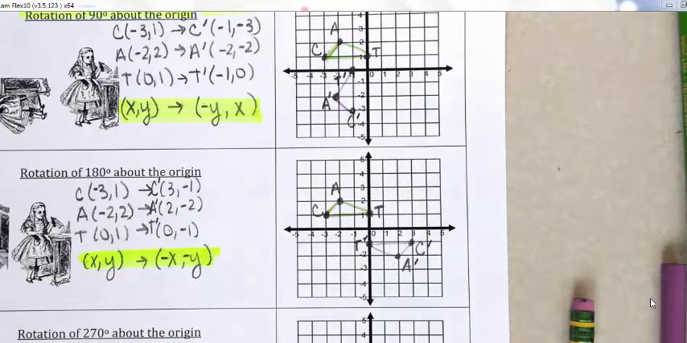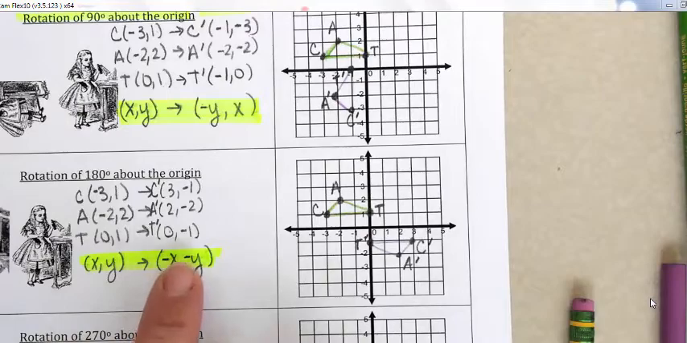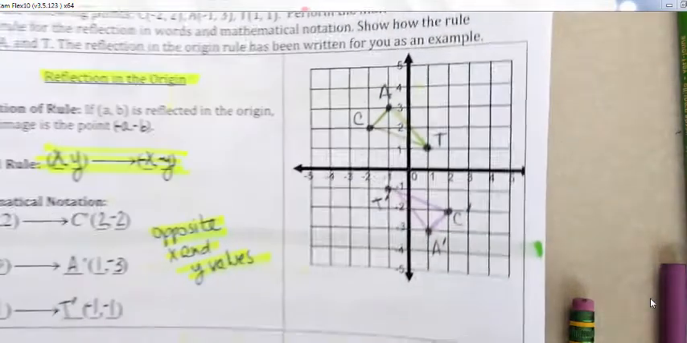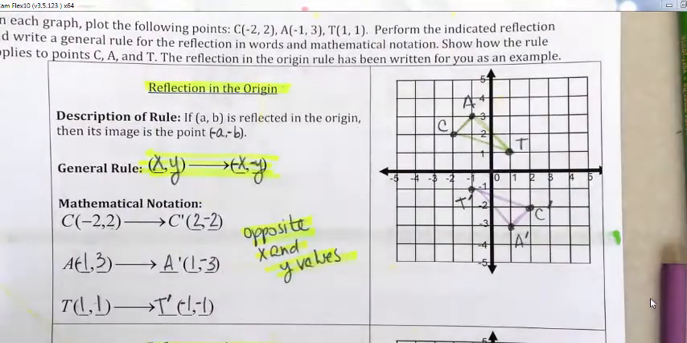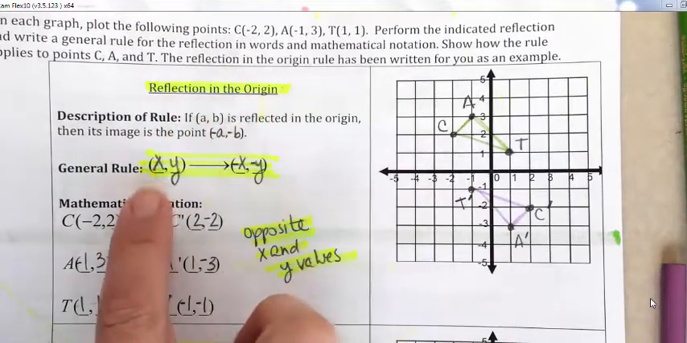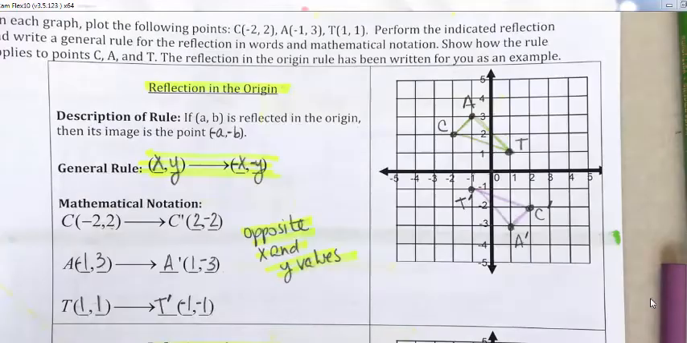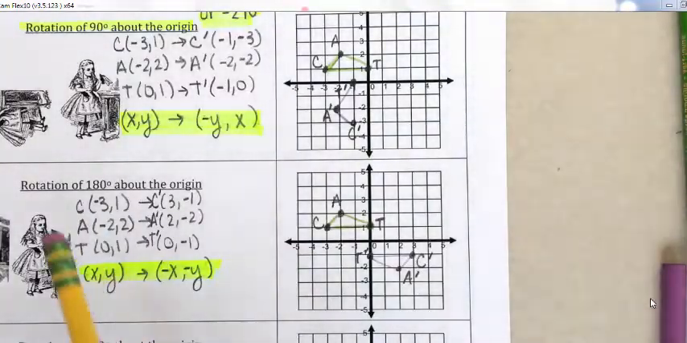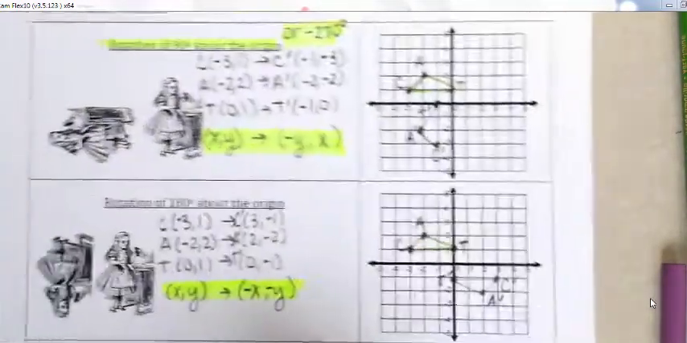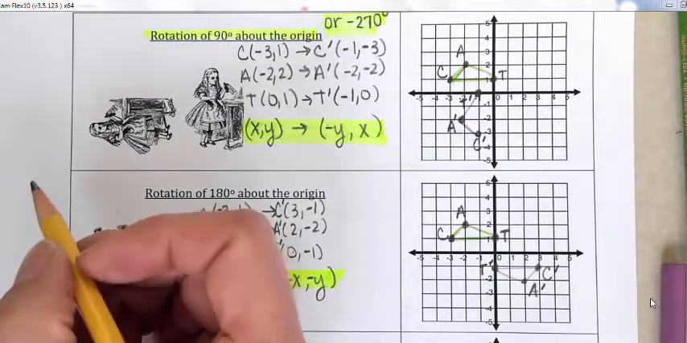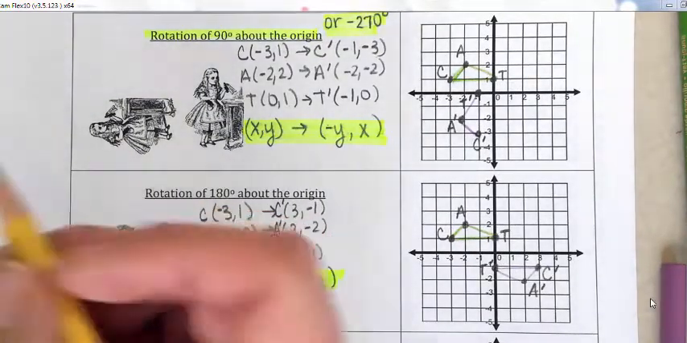And this should look very familiar to you. Where we took our point and all we did was take the opposite of the x and the y values, that's exactly the same as what we did as reflecting in the origin, right? Your general rule was you take the point and you just do the opposite of the x and the y values. So a rotation of 180 degrees about the origin is exactly the same rule as the reflection in the origin.